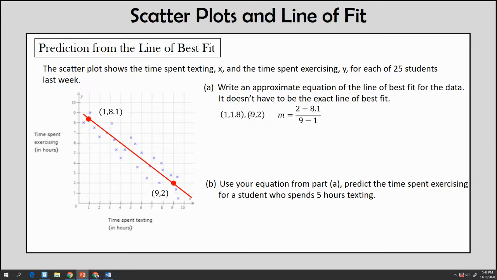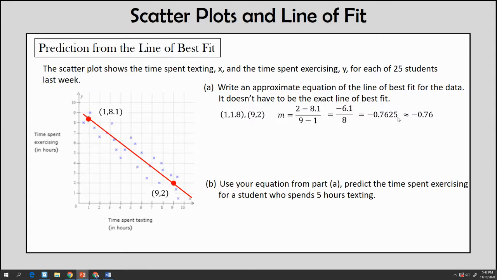I'm going to take these two ordered pairs and do what we've been doing the last several days. Write an equation. Okay, what do I need? The slope. So difference in the y's, 2 minus 8.1 over 9 minus 1. I get negative 6.1 over 8, which is about negative 0.7625, and I'm going to call it about negative 0.76. It makes sense that that's negative because our slope is going down. Our line has a negative slope.